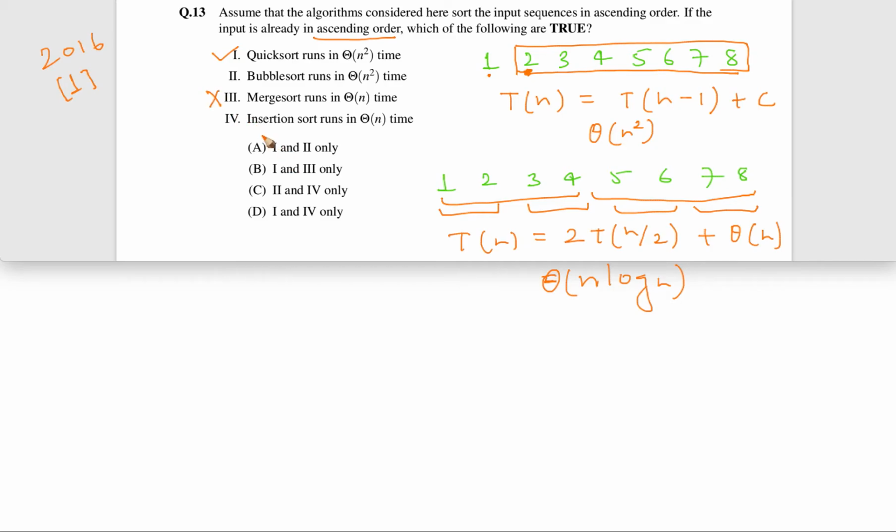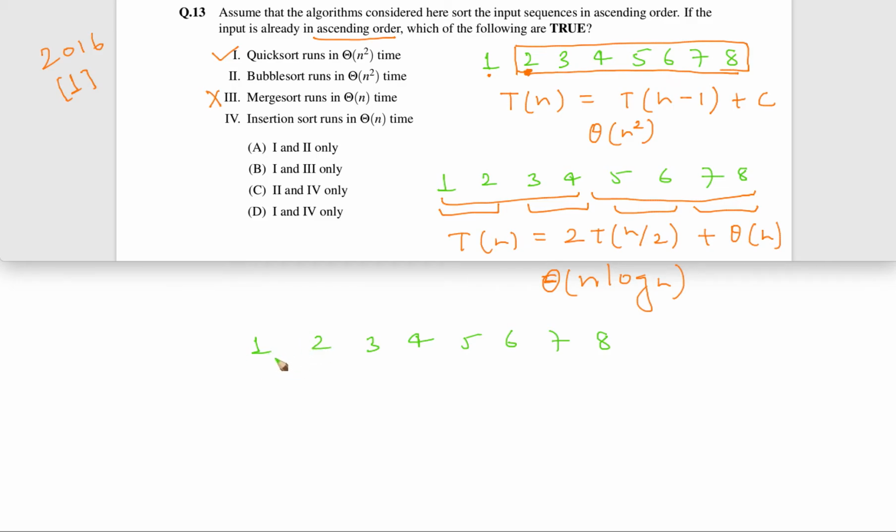Now let's talk about insertion sort. So in insertion sort, if we have an input which is sorted, let's say 1 2 3 4 5 6 7 8, how do we approach it? We take the first element, it is already in sorted order, so we don't do anything. After that we start with the second element and we insert it at the proper position in the sorted list.